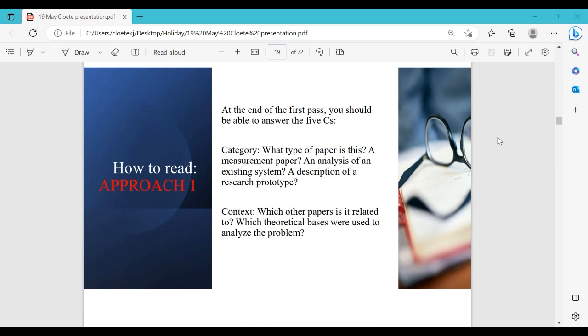What analysis was being done in this type of paper, or did they produce some research prototype? What is this all about? What is the category of the paper? Then which other papers is it related to? Okay, which theoretical bases were used to analyze the problem?